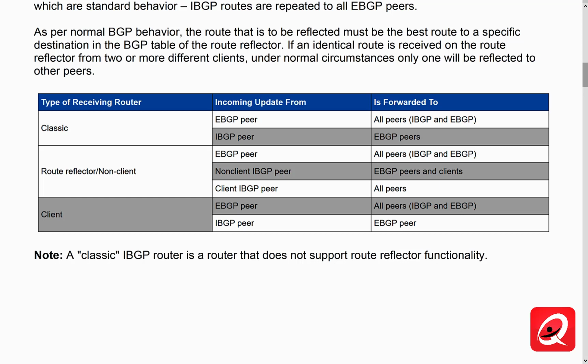If I have a route reflector and I receive a route from an eBGP peer, there's no restriction, again, for how we can forward that information to other routers in the domain. If I receive that route from a non-client iBGP peer, that's no different than receiving it from a standard iBGP peer, and so I can only send that information over to eBGP peers and clients, but not other non-clients, basically other standard iBGP routers. If I receive a route from a client iBGP peer, I can send that to everybody, right?